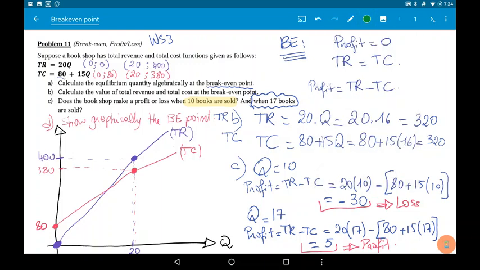Our break-even point is the intersection point between TR and TC. The coordinates for this break-even point, so BE, are Q equals 16, TR equals TC equals 320.